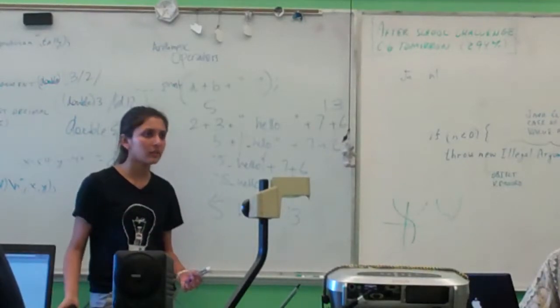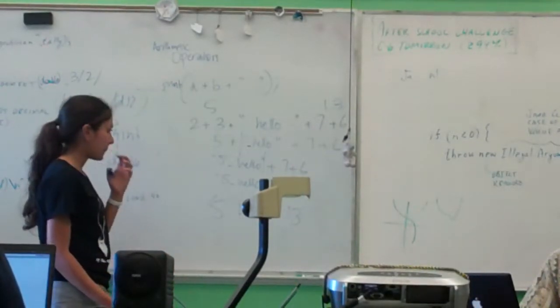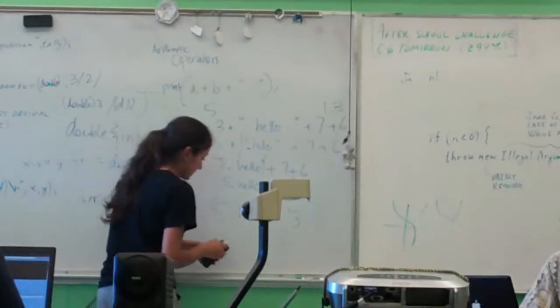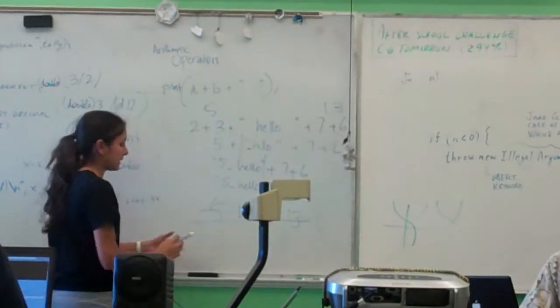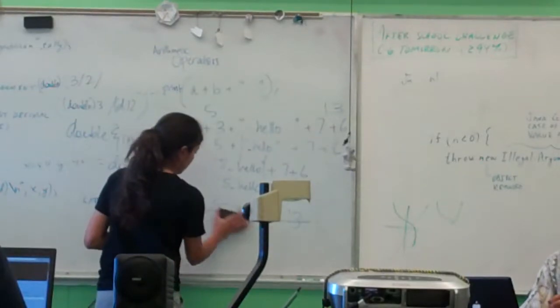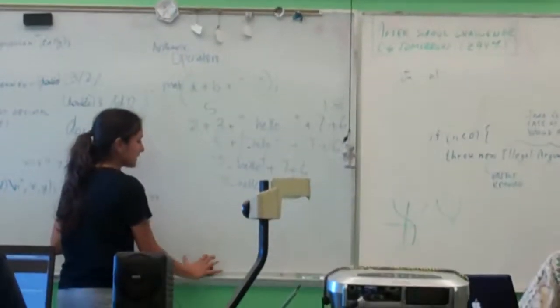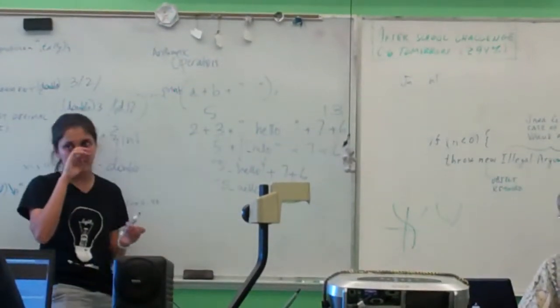Wait, so it's 5 hello 13, not 5 hello 7 6? No, I'm saying this is what a lot of people might have eyeballed it into. That's incorrect. So the actual answer is 5 hello 7 6.